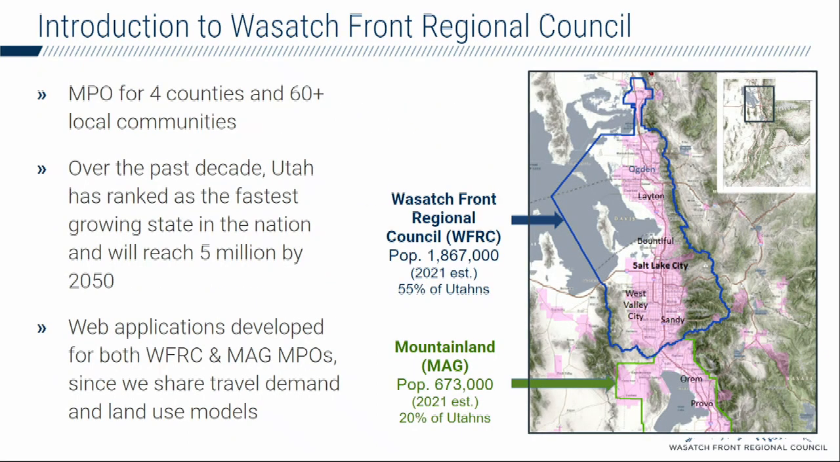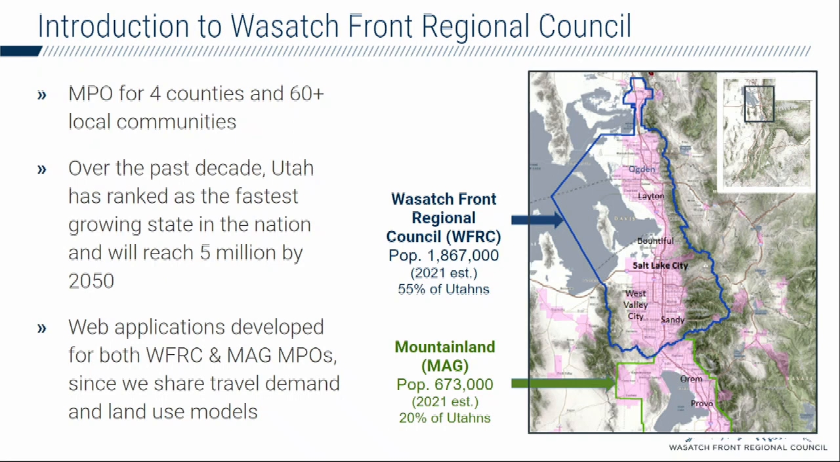So first, to introduce us, we are an MPO in Utah. We comprise 4 counties and 60 local communities. And as you know, the West is growing pretty quickly. Utah is ranked the fastest growing state since the last census, and by 2050, it'll reach about 5 million people.